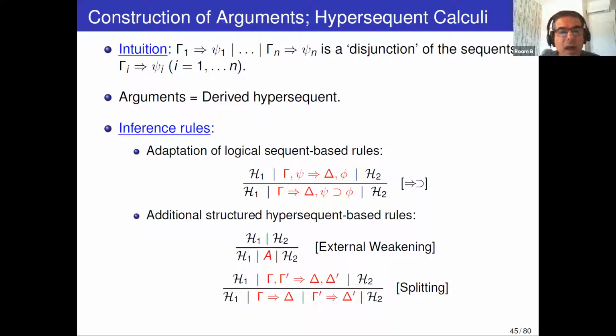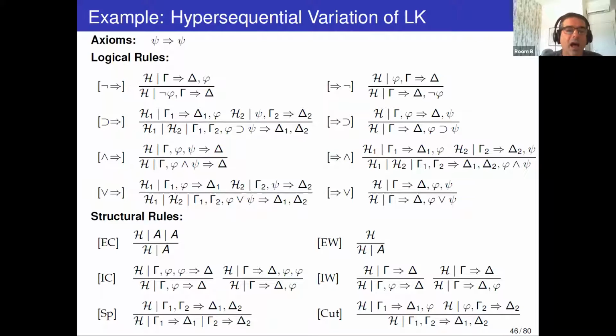And of course, we also have to add structural rules, like, for instance, external weakening that allows us to add further sequences to a derived hypersequence, or splitting rules, which allow us to split a sequence into several sequences in a hypersequence. And by this, for instance, we get hypersequence calculi like the following one.